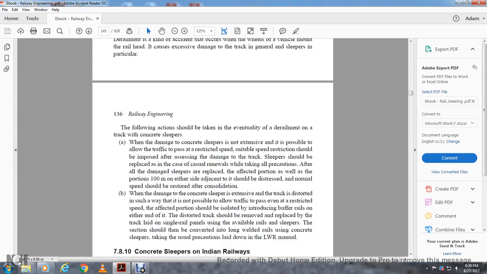Sleepers should be replaced as in the case of casual renewal of track, taking all precautions. After all the damaged sleepers are replaced, the affected portion as well as 100 meters on either side of the adjacent portions should be de-stressed, and normal speed should be restored after consolidation.